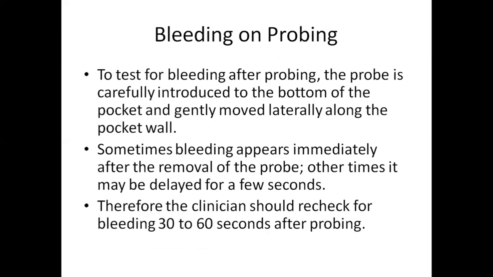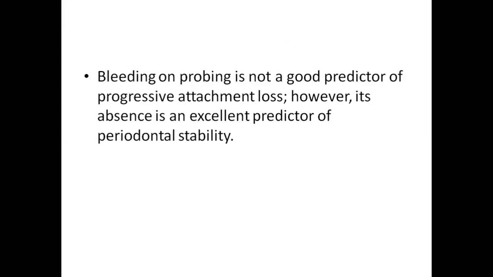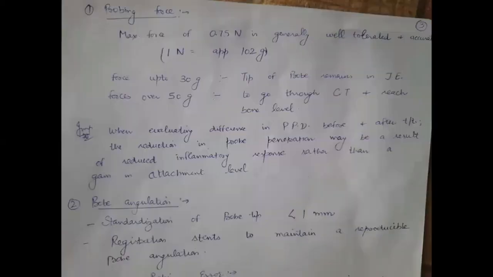To test for bleeding after probing, the probe is carefully introduced to the bottom of the pocket and then gently moved laterally along the pocket wall. Sometimes bleeding appears immediately after the removal of the probe, while other times it may be delayed for a few seconds. So it is better for the clinician to recheck for bleeding 30 to 60 seconds after probing. Bleeding on probing is not a good predictor of progressive attachment loss, but the absence of bleeding on probing is an excellent predictor of periodontal stability.